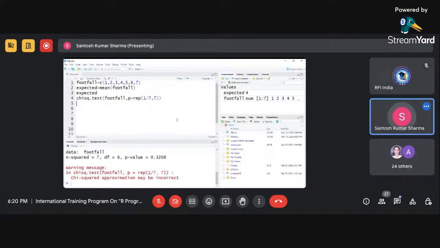Which means that the interpretation of this will be that there is no significant difference in observed and expected frequencies of the footfall, or footfall is uniform on all 7 days, or 6 days, whatever are the working days. Okay, ma'am.